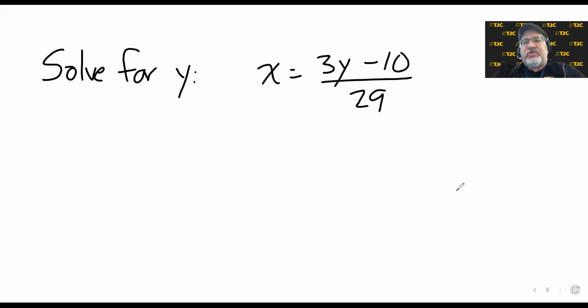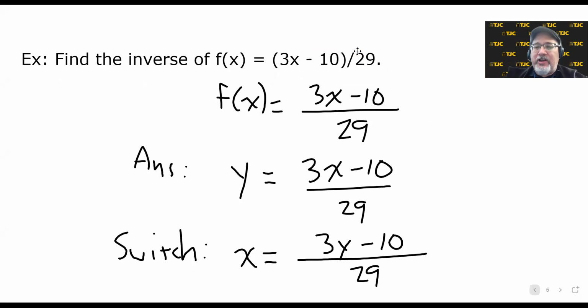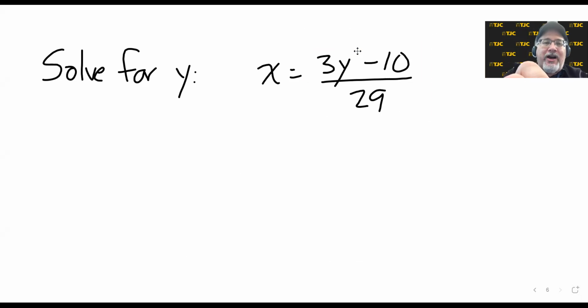Now, it may look tricky to solve this for y, but it's actually not that bad, because think about what happens when you put a number in for the y. If you follow the order of operations, the first thing you would do is you would multiply by 3, then you would subtract 10, then you would divide by 29. So we just got to reverse that process. If I want to solve for the y, the first thing I have to do is undo the divide by, it was 29, wasn't it? Yes. Undo the divide by 29. So we're going to start by multiplying both sides of this equation by 29.